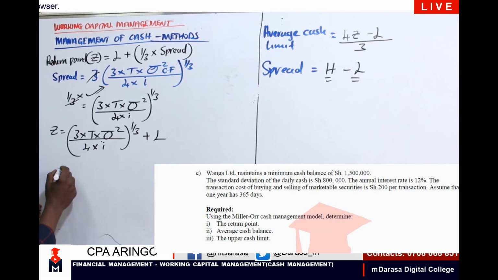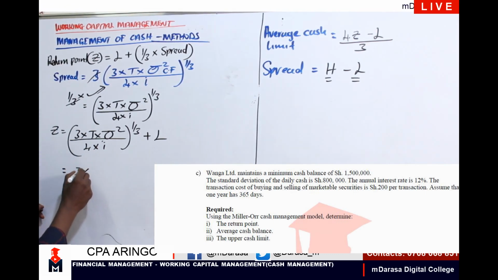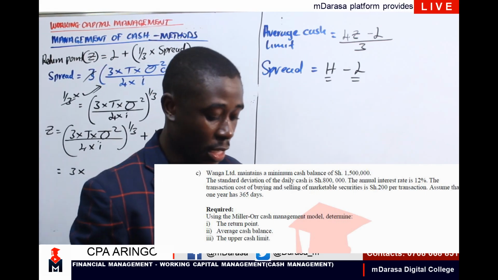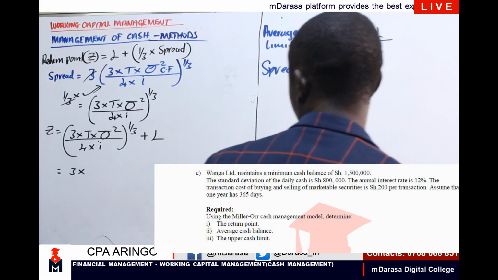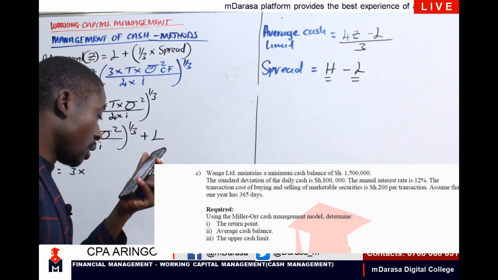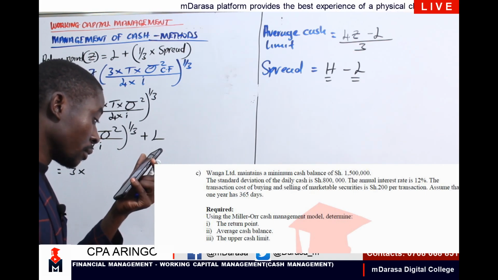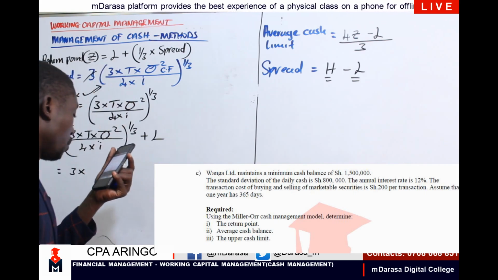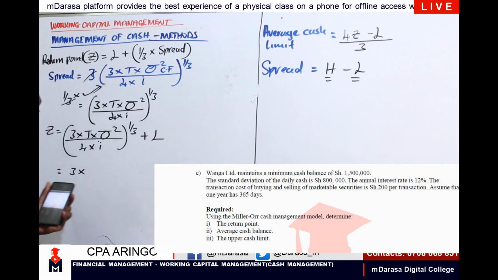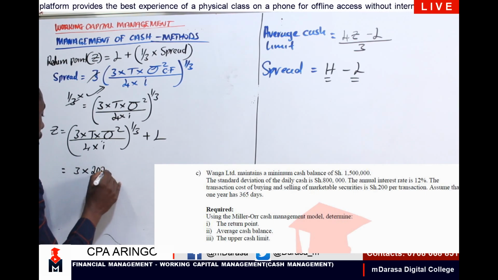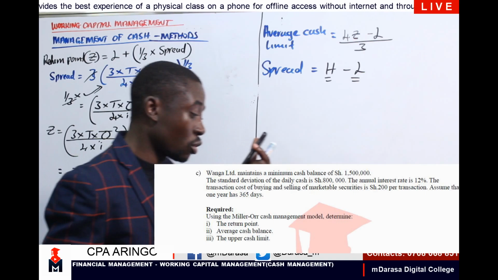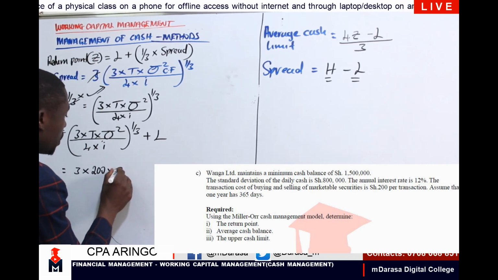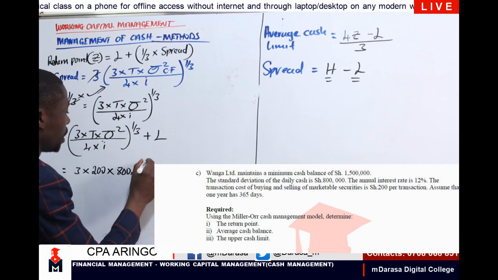So therefore, here my Z will be 3 times, the good examiner here, did he give us the aspect of transaction cost? Yes, you are given. Look at that case. You are told that the transaction cost of buying and selling of marketable securities is 200 per transaction. Assume that 1 year has 365 days. So my transaction cost was 200. What about the standard deviation here? You're told that the standard deviation of the daily cash flow is 800,000. We need to square that.